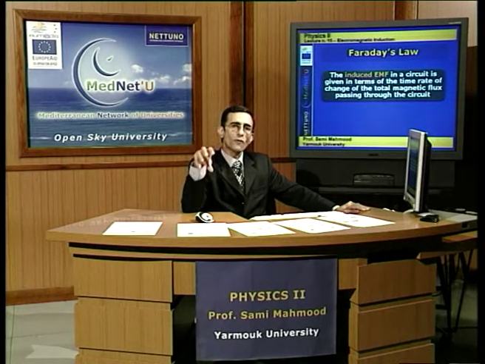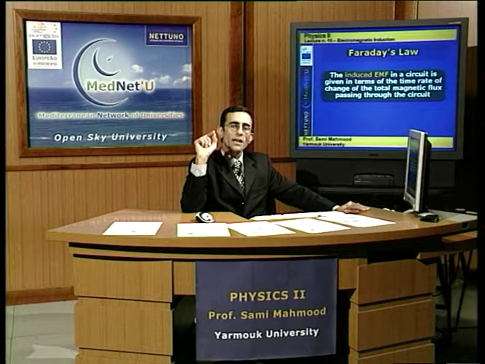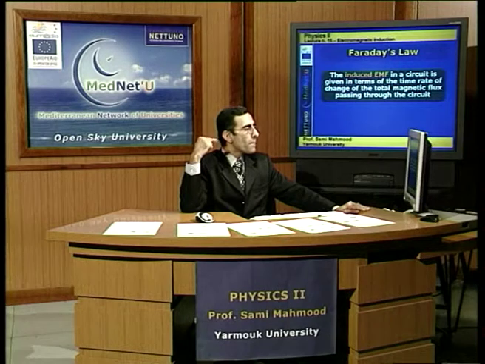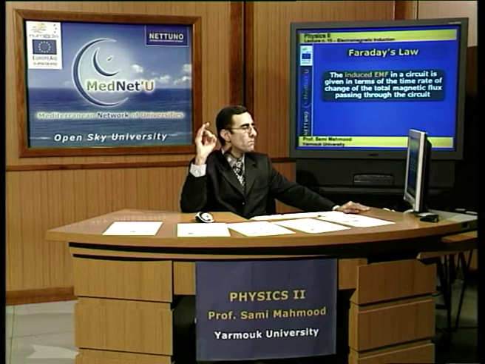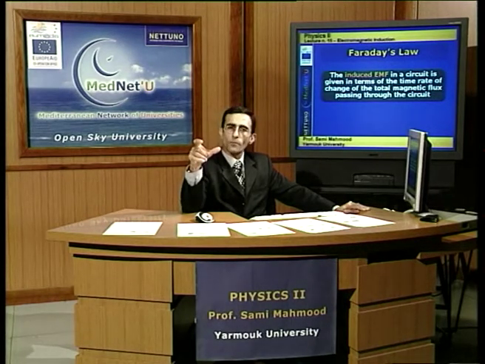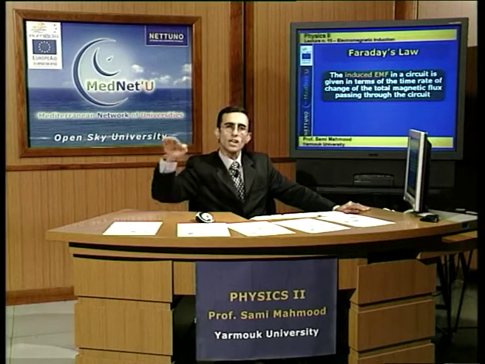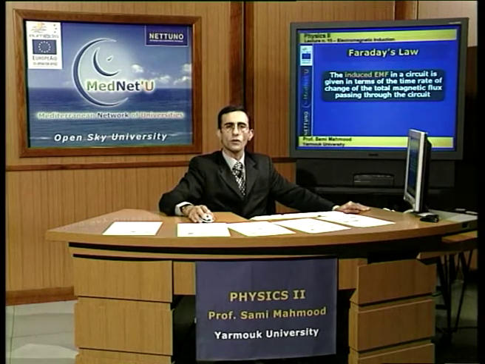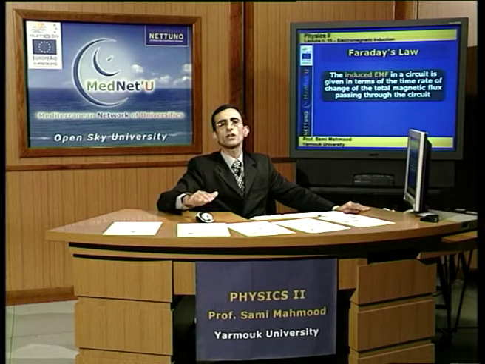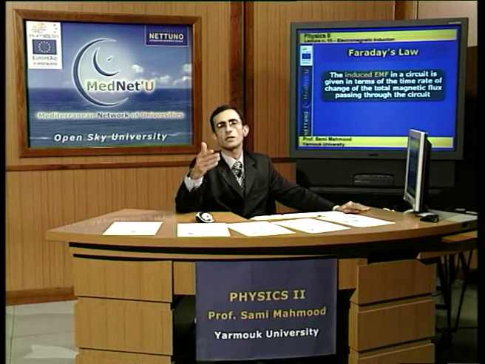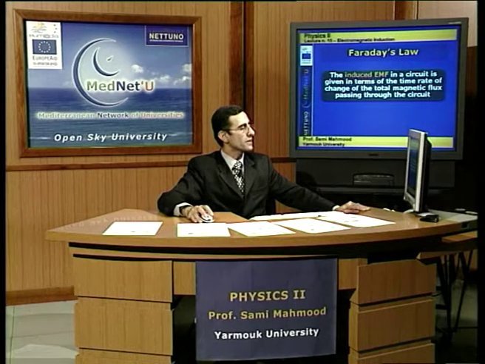That there is an electromotive force that arises in the circuit, which is proportional to the time rate of change of the magnetic flux across the loop, because the current is a consequence of the change of the magnetic flux. The faster the magnetic flux changes, the stronger, or the bigger, is the current.